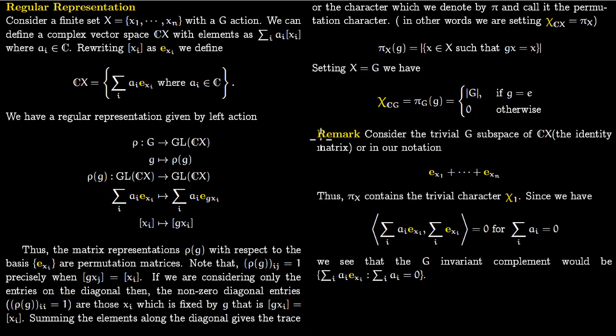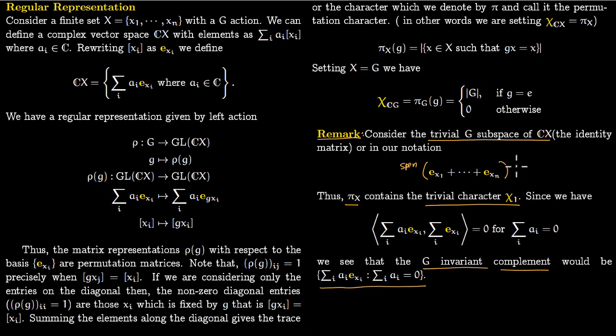So now we end this lecture with an important remark. Consider the trivial G subspace of CX. You can think of it as an identity matrix, or you can just think of it as a span of this. Now you can put a G action on it, but it's just going to permute this thing. So this pi X contains the trivial character chi of 1. Now you notice that if you take the inner product of these two terms, this summation is 0. So we know that the G invariant complement would be this. So the invariant complement of this would be this for the trivial character.